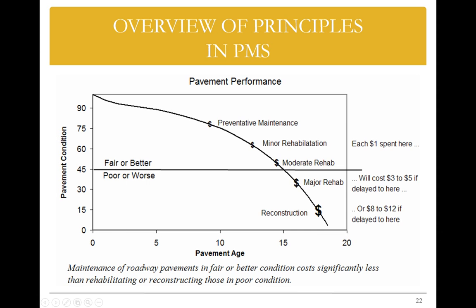So for these maintenance activities, which are very minimal, each $1 spent here would really cost $3 to $5 if it's delayed to here, which is a major rehab, or $8 to $12 if it's delayed until we reach reconstruction. So maintenance of roadway pavements in fair or better condition costs significantly less than rehabilitating or reconstructing those in poor condition.